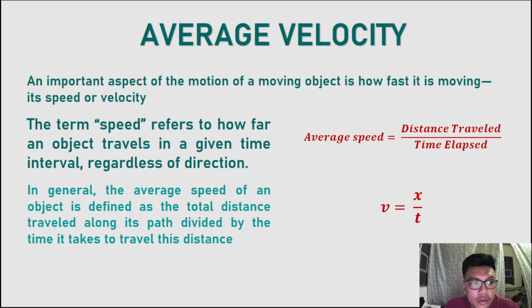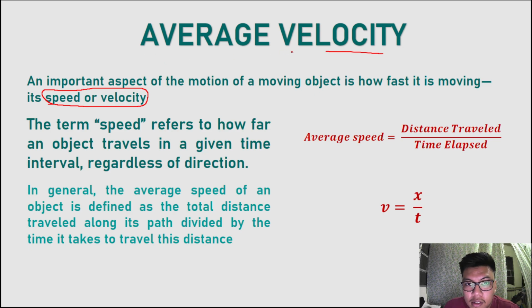So, let's now have the average velocity. An important aspect of the motion of a moving object is how fast it is moving, its speed or velocity. This is the important aspect we consider in any object in motion, the rate. What is the difference between speed and velocity? The speed refers to how far an object travels in a given time interval, regardless of direction. Notice, regardless of direction, so it has no direction.